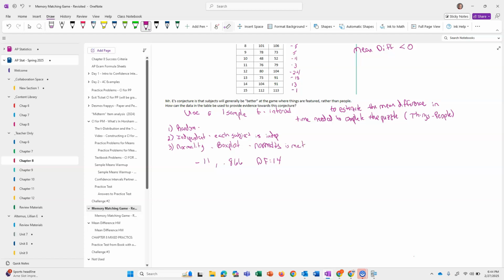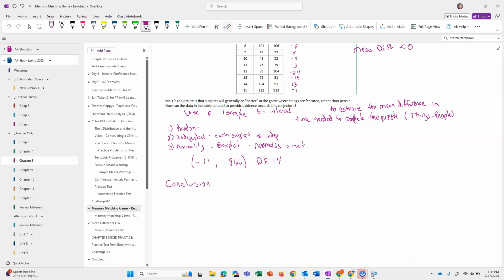The calculate part, we have our interval here, and then we can do our conclusion. The conclusion is that we are 95% confident that the true mean difference in time is between -11 seconds and 0.866. So does that answer the question?